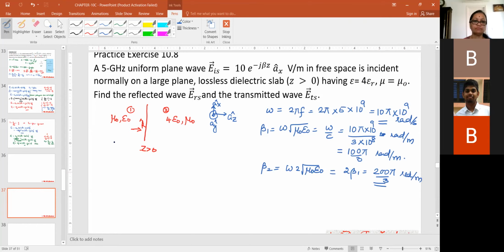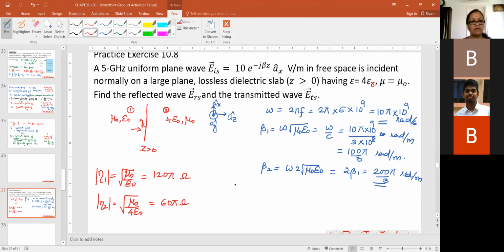Then next, what do you do? Find eta 1. Eta 1 is root of mu naught by epsilon naught. Therefore, it is going to be 120 pi. Next, what will be eta 2? Under root of mu naught by 4 epsilon naught. Therefore it is going to be 60 pi. Is this right? Under root of 1 by 4 is half. Okay, you got this. Next, what do you do?